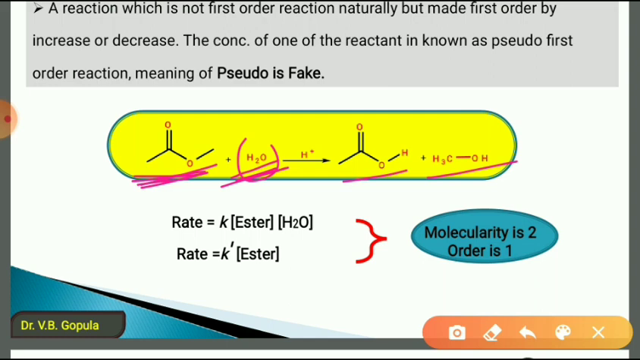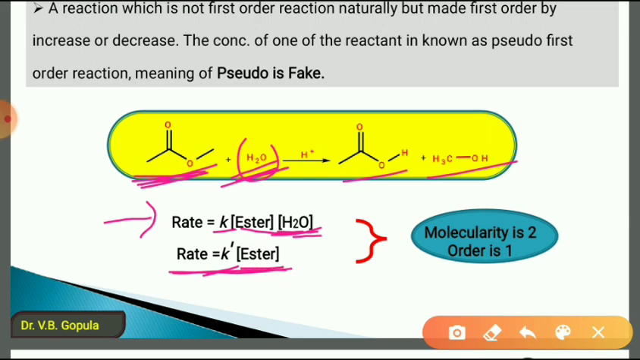Now if you apply the law of mass action to this reaction, we get the rate equation: rate equals K into the molar concentration of ester and the molar concentration of water. From here you might say the order will be 2, but that is not the case, because the concentration of the water molecule remains the same throughout the reaction. That's why its concentration remains constant. So this K can be replaced by K dash. This K dash is nothing but the product of K and the concentration of the water molecule. So finally we get the equation: rate equals K dash into the molar concentration of the ester.